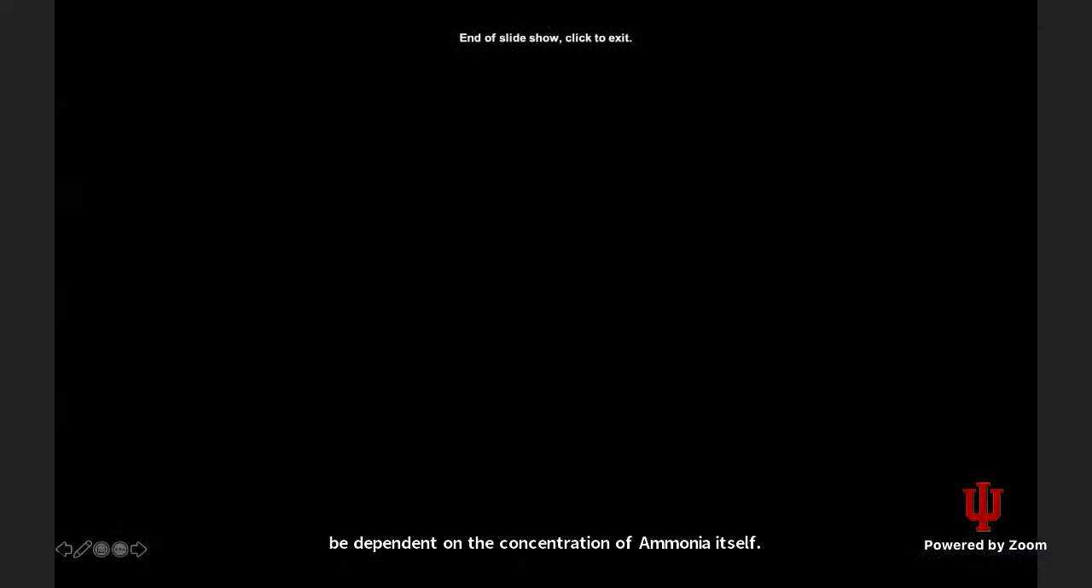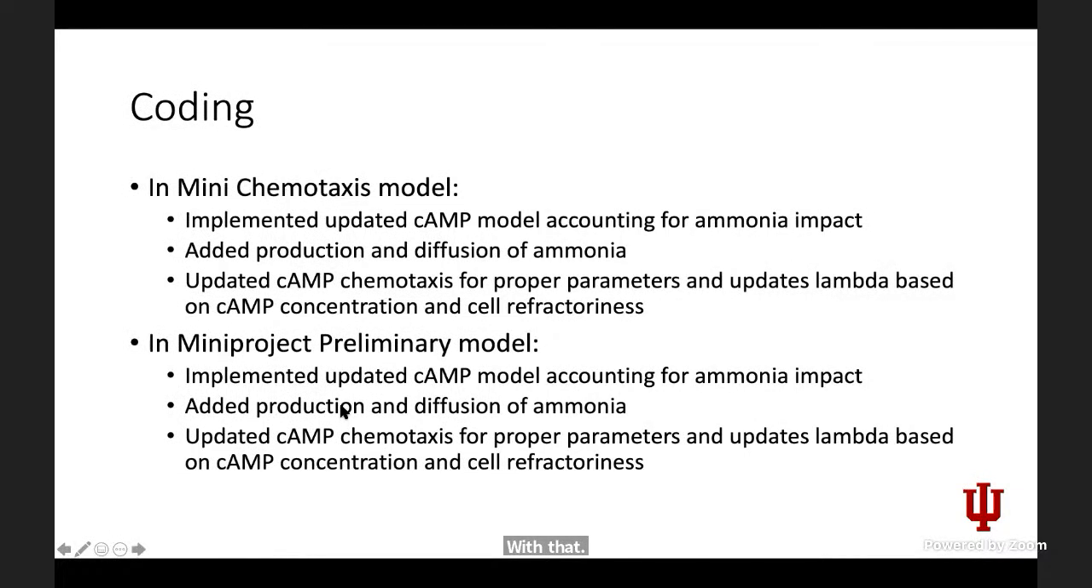I also added ammonia as a chemical field in the model and added the production and diffusion. Production I added as a secretion from each cell, and then diffusion is diffusion. Because chemotaxis with cyclic AMP in this model is determined by the cyclic AMP concentration and cell refractoriness at that time, I implemented the chemotaxis in Python instead of in the XML file, checking the conditions every time. If the conditions are met, we update our Lambda so chemotaxis can occur. If not, it's at 0.